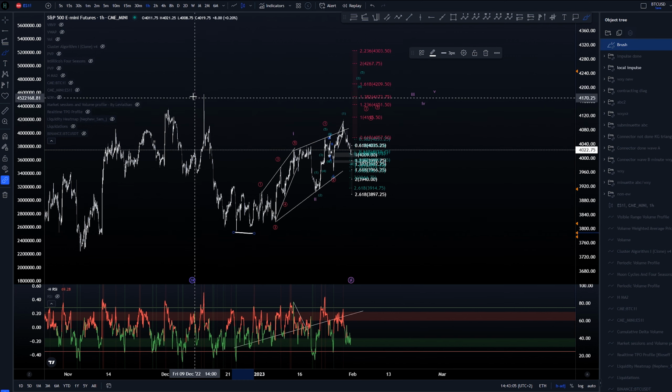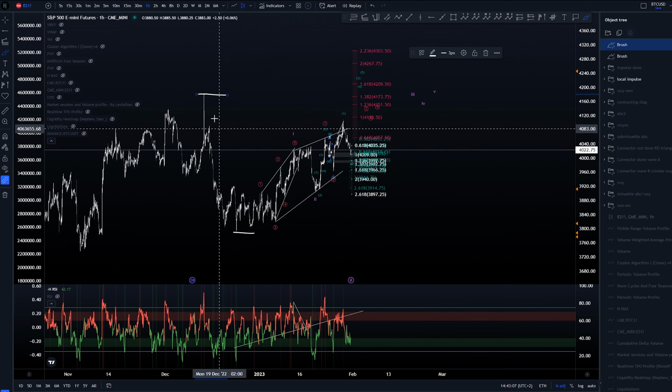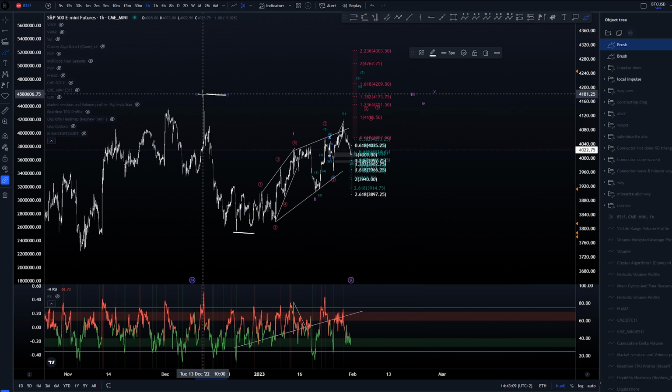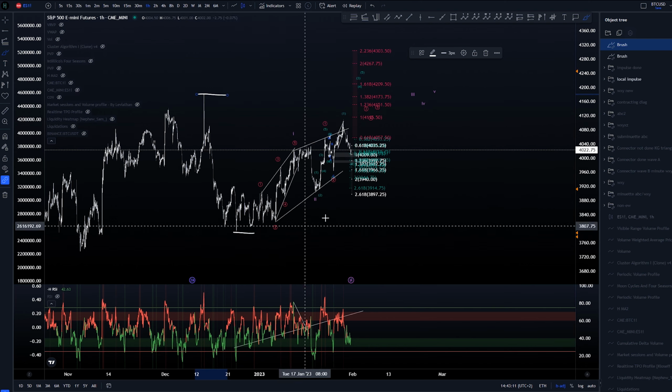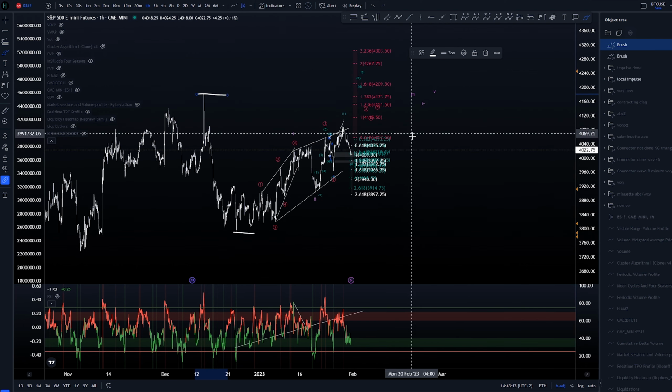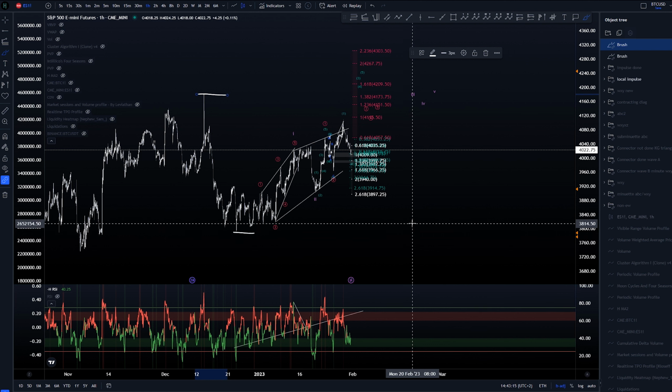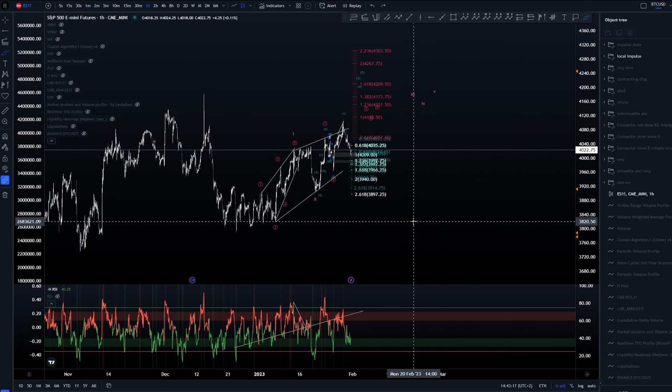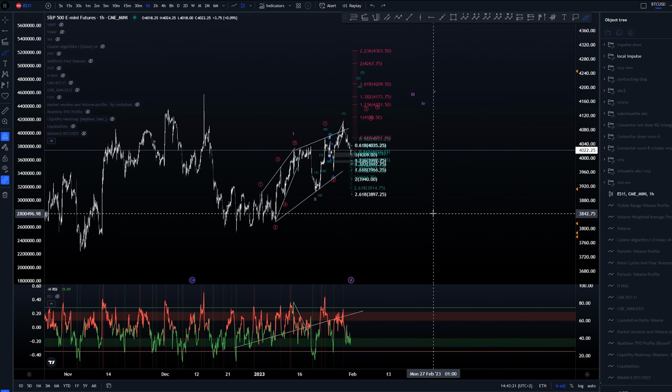So again, we have two major areas of invalidation, this for the more bearish count and this for the more bullish count. Once one of these breaks, we can get a better idea where the market is heading. But those are the two things that I am looking for at this very moment on S&P 500.